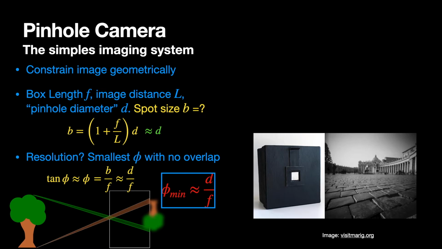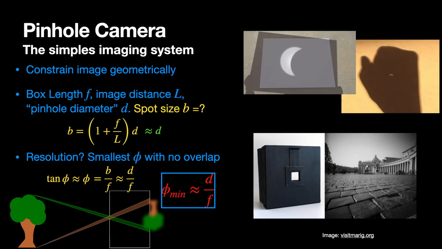This is just a box with a hole cut out of it with some film in the back. You can also use these to image distant bright objects like the sun. So here's an example of an eclipse viewer, which is just a pinhole camera. On the left there, you're going to see someone that's taken a picture of an eclipse by poking a hole in a piece of cardboard.